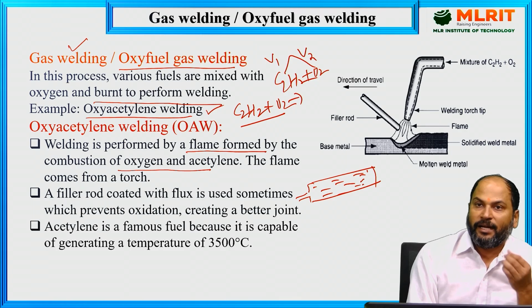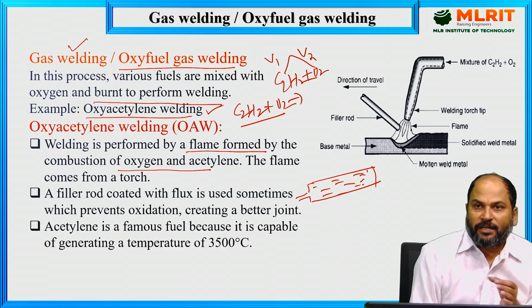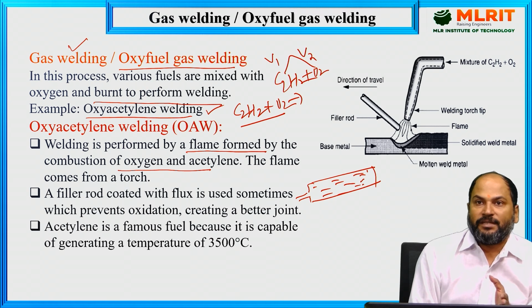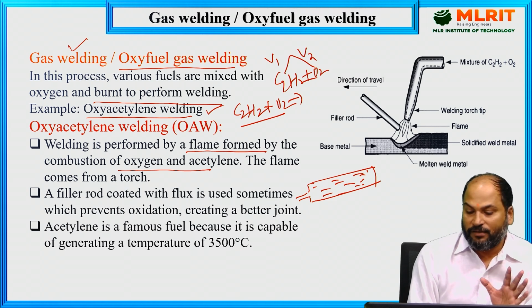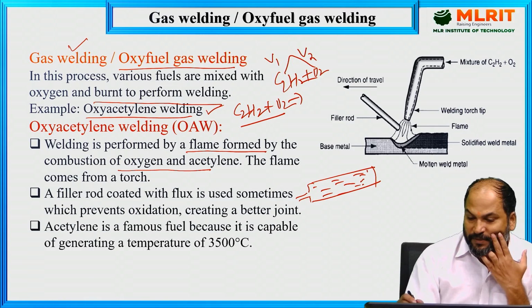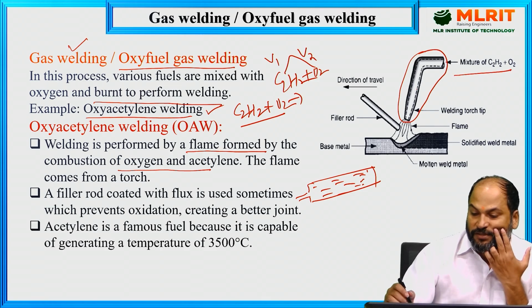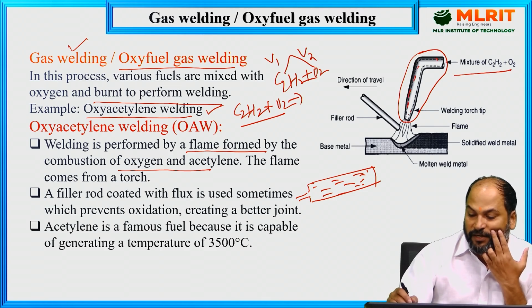Source is the exothermic reaction between the acetylene and the oxygen. Because of their combustion, heat will be generated. That heat is used to weld the material. So we can see here, this is the base metal. This is the torch. Torch means in this one there will be mixing of these two, acetylene and oxygen. So once this mixture is mixed, it will come and burn here, and different flames will be generated.